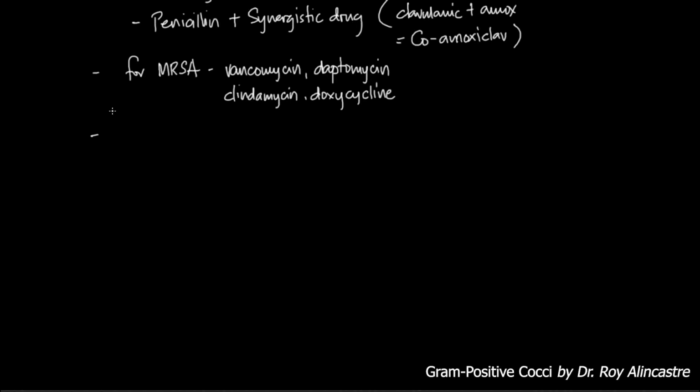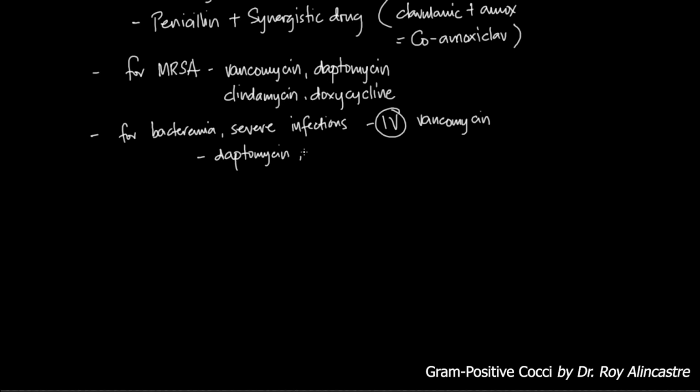Bacteremia, endocarditis, pneumonia, and other severe infections caused by Staph aureus require prolonged IV, or intravenous, treatment with a beta-lactamase resistant penicillin. Usually, vancomycin is the drug used for intravenous treatment. But other alternatives include newer antibiotics like daptomycin, linezolid, and quinupristin-dalfopristin.